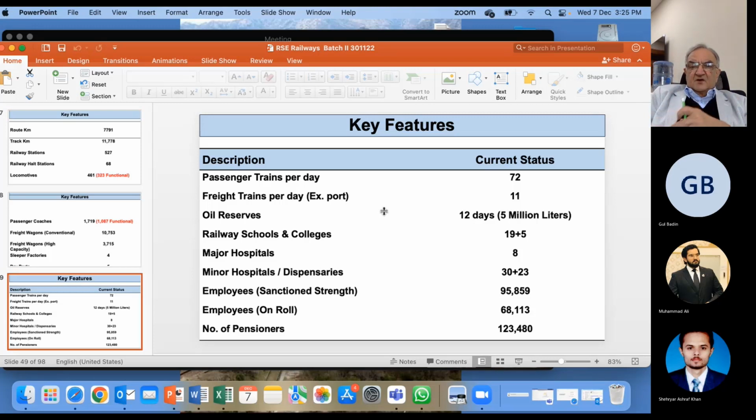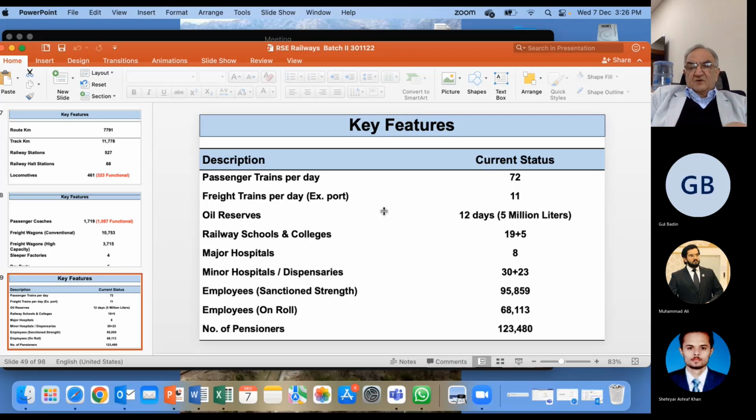Then railway has an oil reserve of 12 days, 5 million liters. That is just for show. We should be having reserves for 3 months. Petrol, fuel reserves, which should enable us during times of emergency, during times of war. It is very important that the railway has oil reserves for 3 months. But because of certain reasons, it came down to 12 days. Luckily now these are increasing.